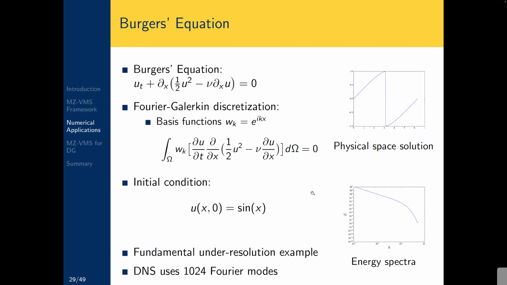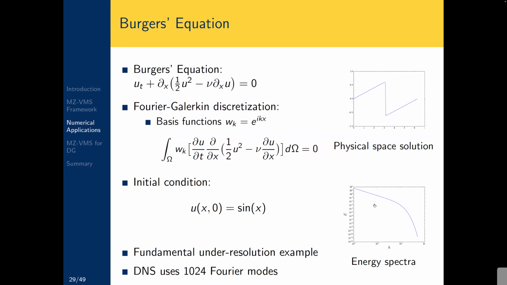I'll start out by looking at a canonical example. It will get more complicated than this, I promise, but we'll start with the viscous Burgers equation. This is the problem setup: you have a sine wave that moves into a stationary shock, and then it decays. We're going to discretize this with just a Fourier-Galerkin discretization, so sines and cosines as our basis functions. And here on the bottom right is what the energy spectra looks like.